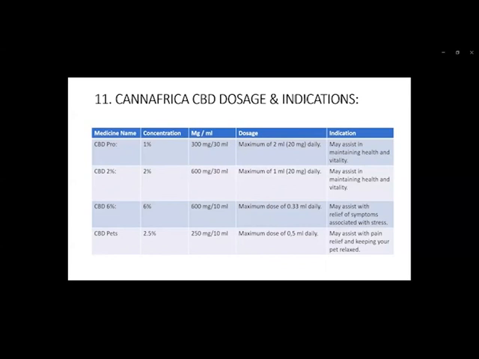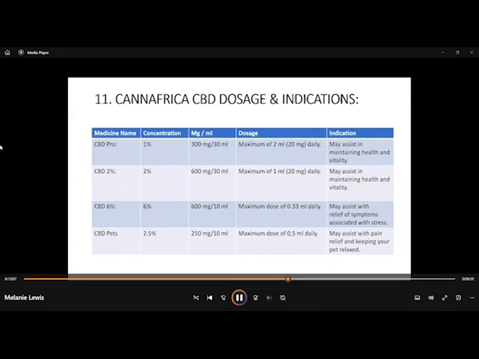CBD 2% is at a concentration of 2%, 600 milligrams per 30 ml, and it's a maximum of 1 ml daily. Also may assist in maintaining health and vitality. Please remember, the 2 indications for these 2 products are the same because although it's double the amount, it's actually not that much more. CBD 6%, again, is 600 milligrams in 10 ml, with a maximum dose of 0.33 ml daily. That comes with a graduated dropper so people can see exactly how much they need, and it may assist with the relief of symptoms associated with stress.